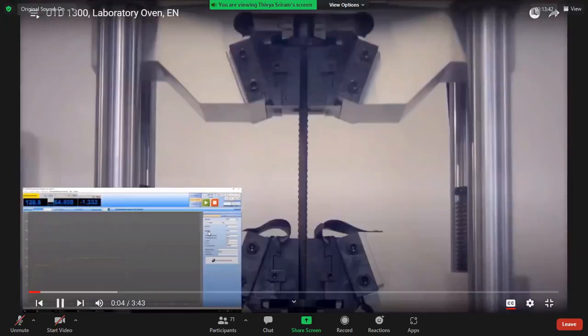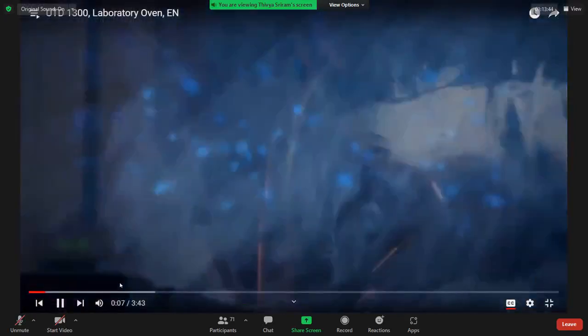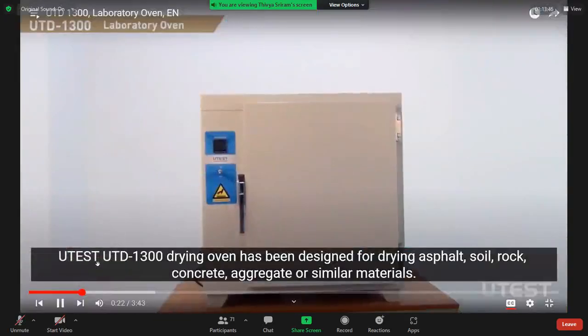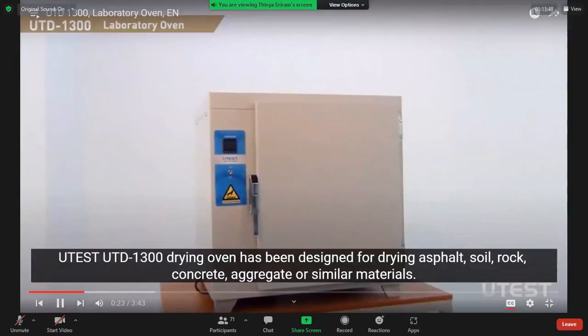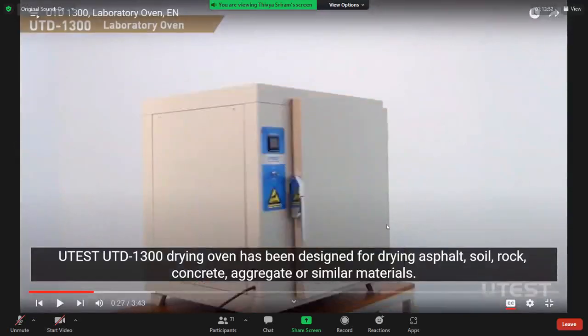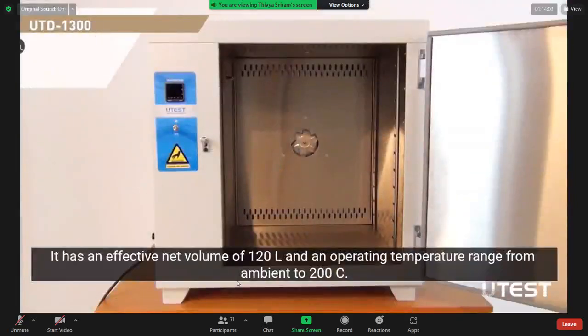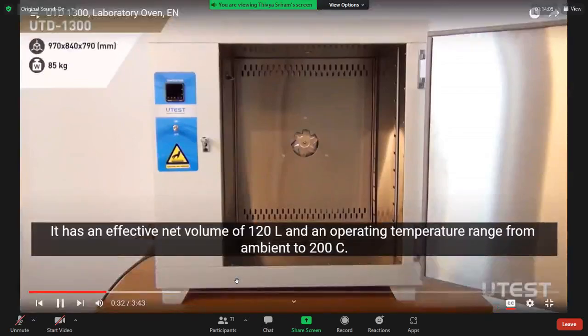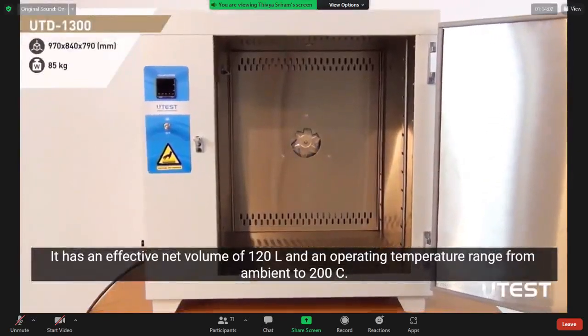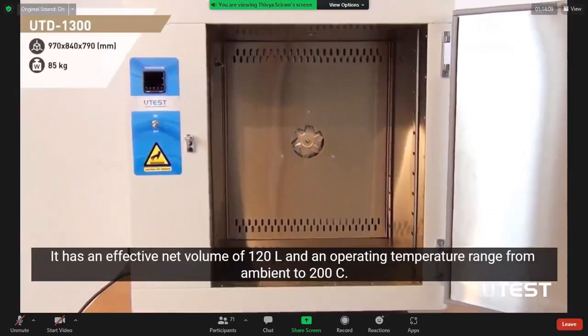Into construction materials test equipment sector, providing equipment for soil, rock, concrete, aggregate, or similar materials. First of all, we will see how to handle the oven. It has an effective net volume of 120 liters and an operating temperature range from ambient to 200 degrees Celsius.